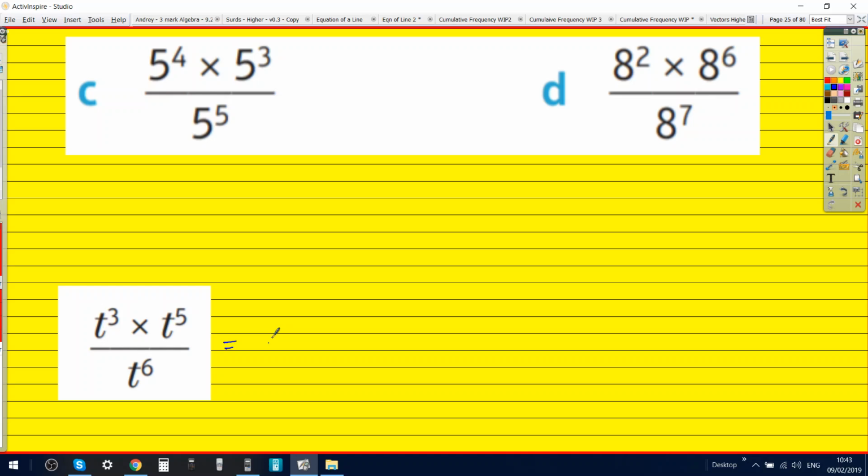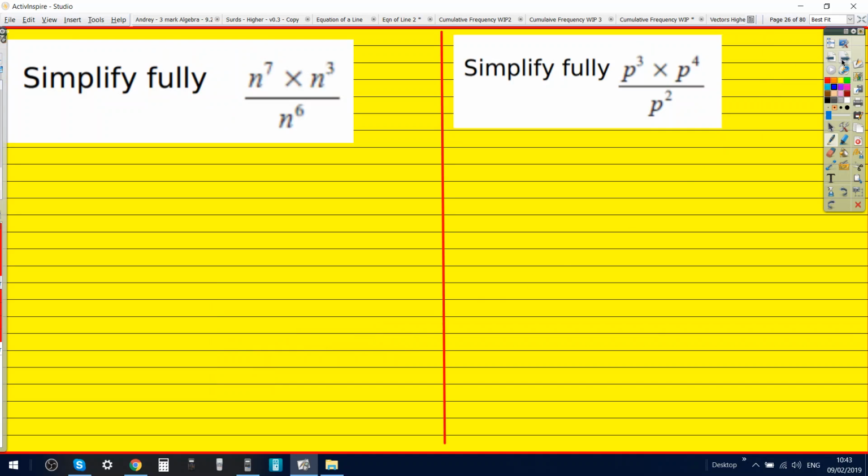They add together. So would it be t to the power of 8 divided by t to the power of 6, and that would equal t to the power of 2. Yeah. Top right. Okay. So would it be, to start off, p to the power of minus 1 divided by p to the power of 2.